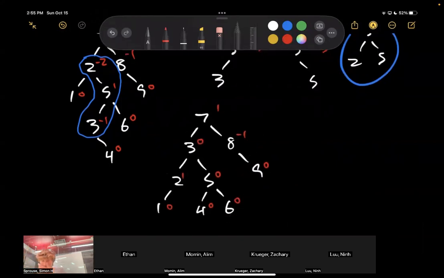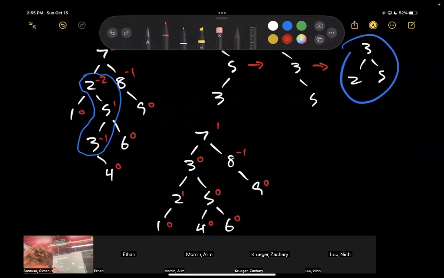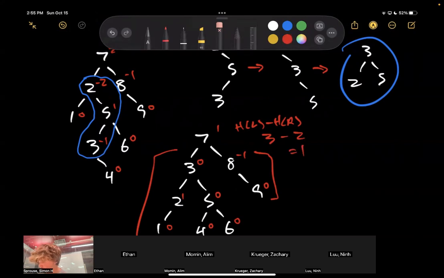Yes. So, can you repeat that? What is the definition of a balance for the 7? Yeah, so the balance is going to be the height of the left subtree minus the height of the right subtree, which as we can see, the height of the left subtree is going to be 3, and the height of the right subtree is going to be 2, and that's going to equal 1.